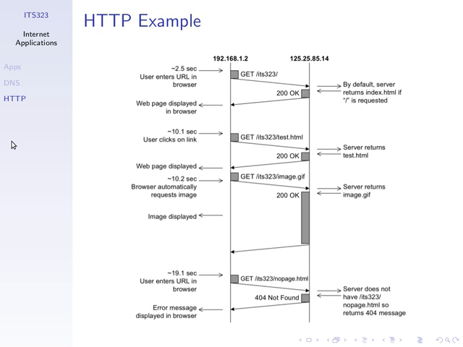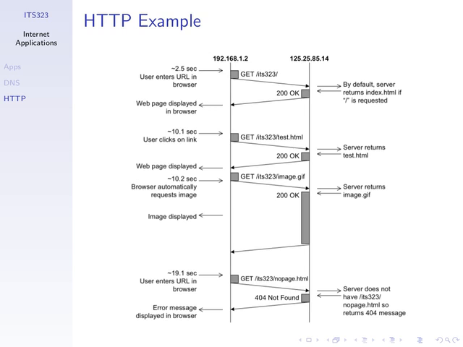So here's an example of multiple requests. Let's say in your browser you type in a URL, you want to access the ITS323 website and download some content. You type in the URL, press enter, your browser creates a GET request and sends it to the server. The server processes it, checks whether the requested resource exists, and sends back the content in a 200 OK message.